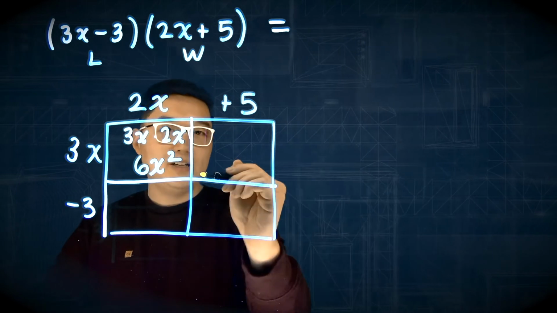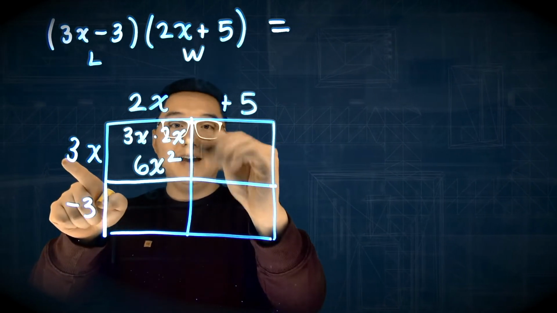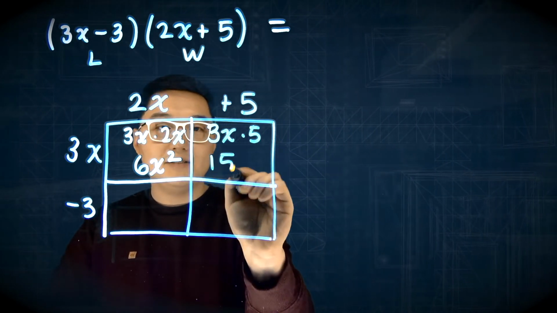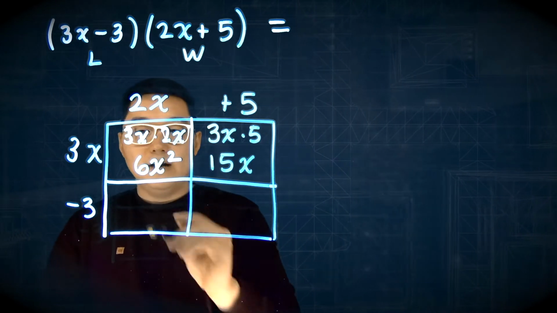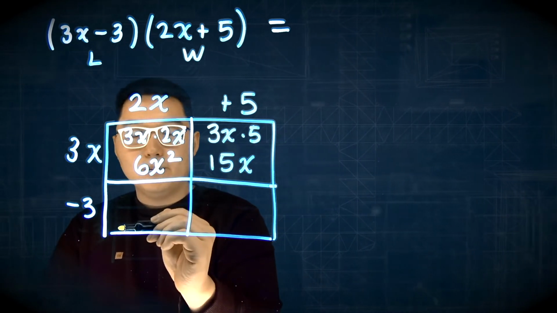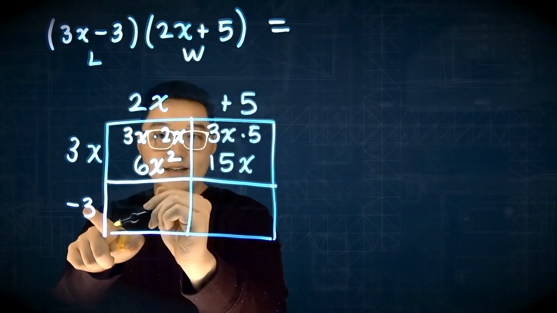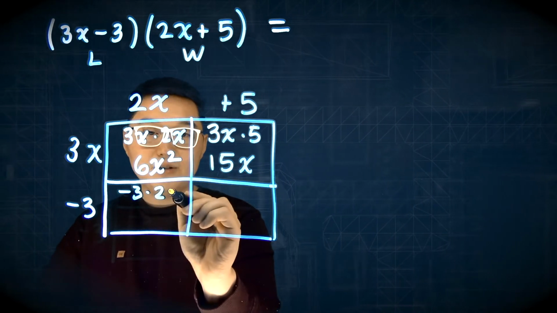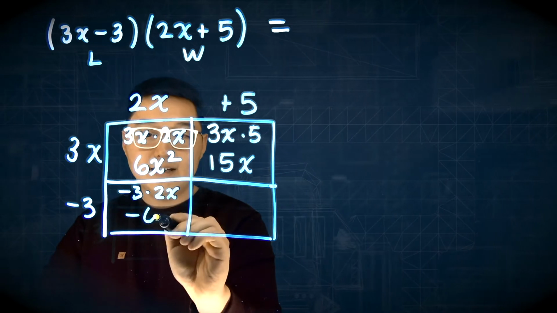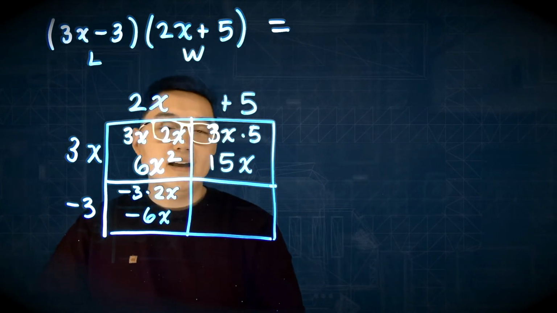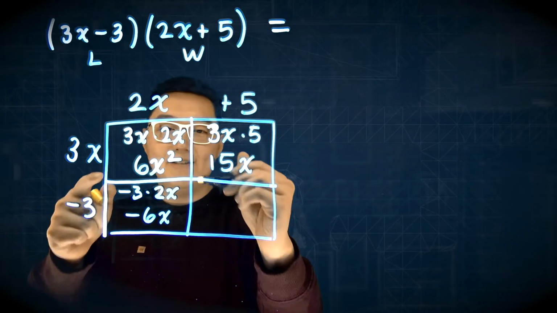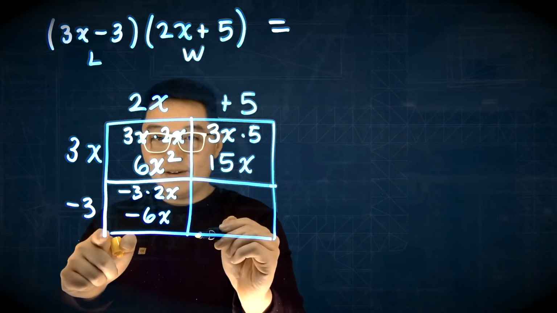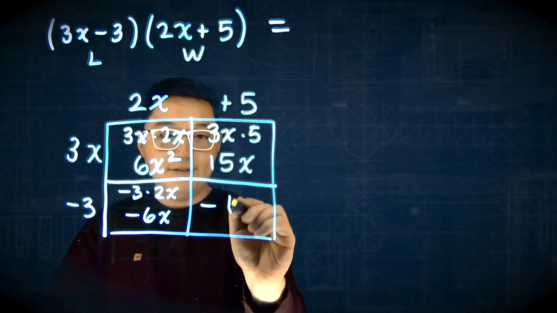Now what about this section of the rectangle? The length is 3x times the width of 5. So 3x times 5 just gives us 15x. Now what about this section of the rectangle? We see this length to be negative 3 times the width of 2x. So negative 3 times 2x is negative 6x. Now what about this section of the rectangle? We have negative 3 feet long and then 5 feet wide. So negative 3 times 5 is negative 15.